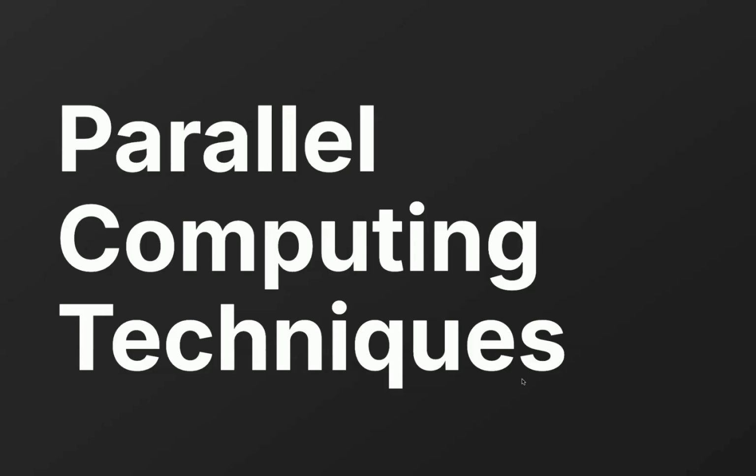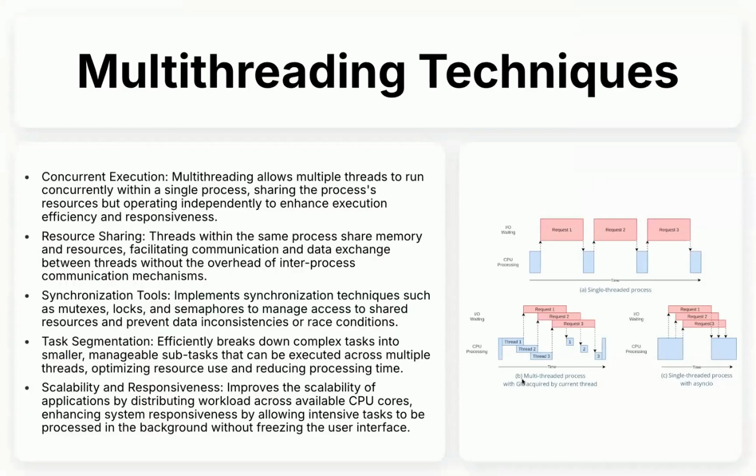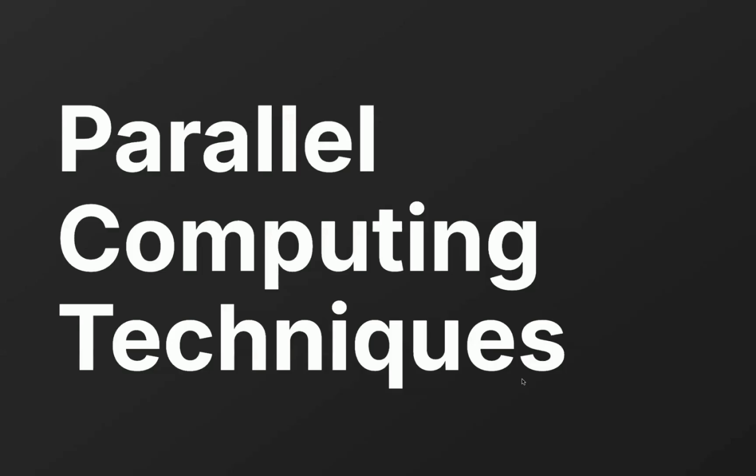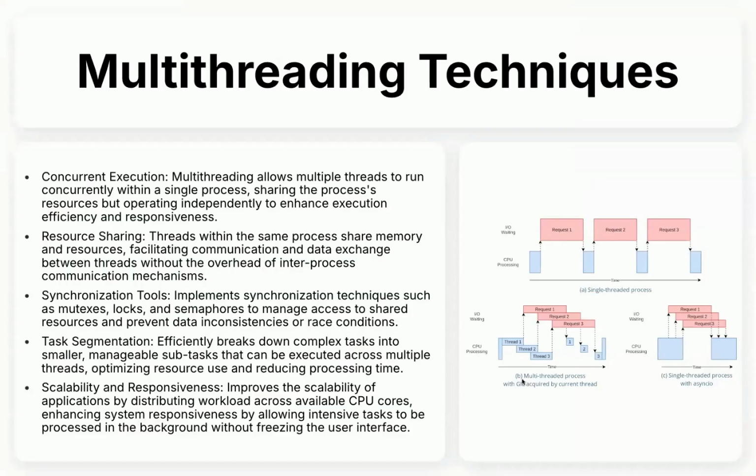So in terms of parallel computing techniques, we've talked about architectures, GPU and CPU architectures. We should now jump into the actual techniques that are utilized. So multi-threading is one of the techniques that's utilized on CPU. So multi-threading relies on concurrent execution. So you have multiple threads which run concurrently within a single process, sharing the process's resources while operating independently to enhance execution, efficiency, and responsiveness.